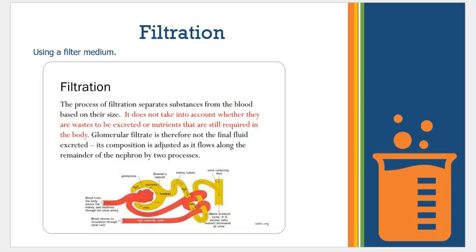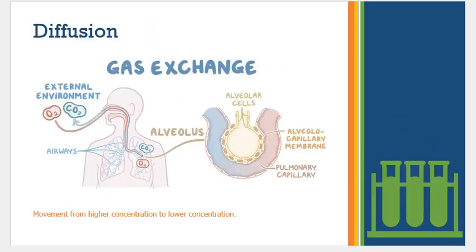The glomerular filtration, that is the final step in the filtration process. It's adjusted as it flows along the remainder of the nephron. So we know that the glomerular filtration is part of the kidneys, which you will learn about if you haven't already. Very important process in keeping us in that homeostasis or that equilibrium.